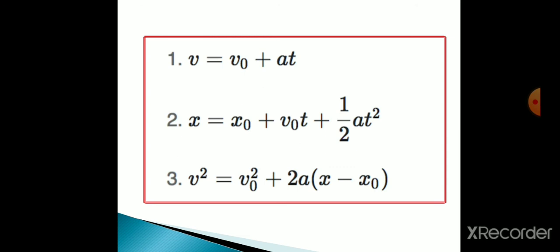The derivation and the equations of motion are important, and you need to study the derivations also.